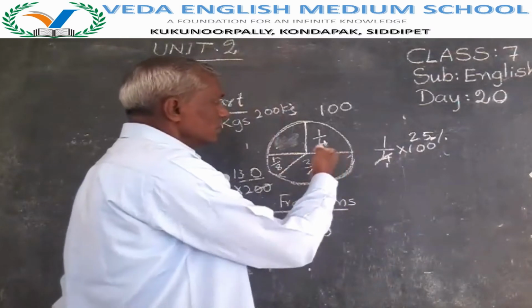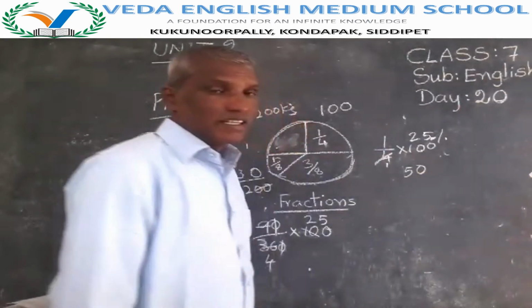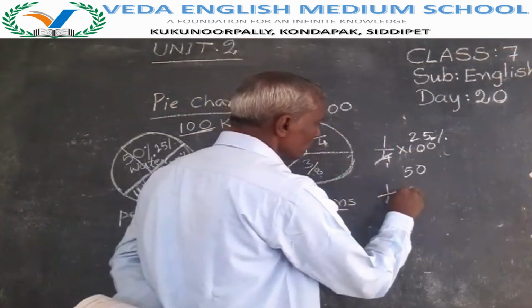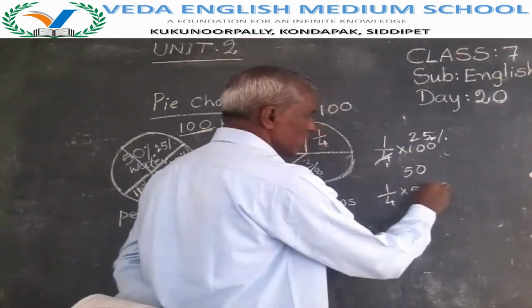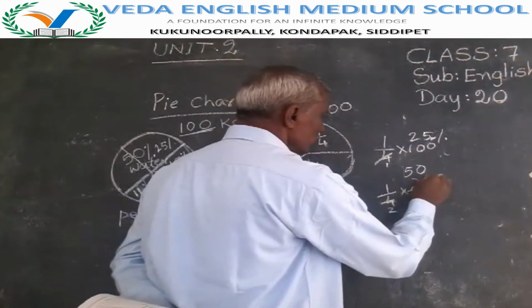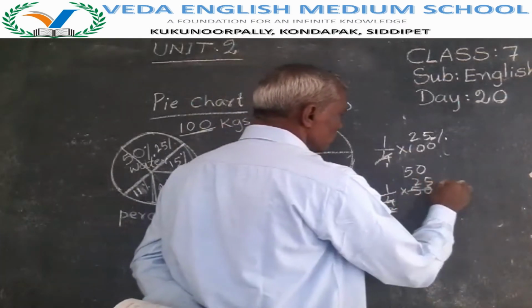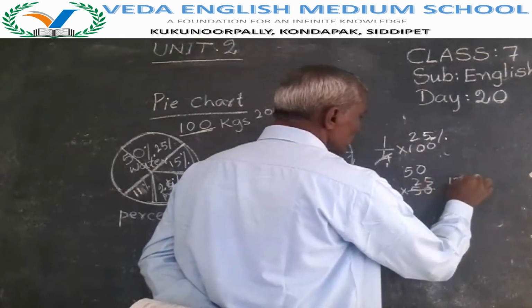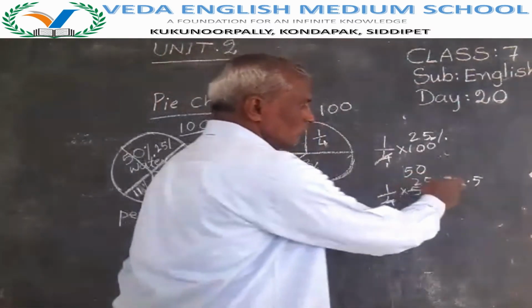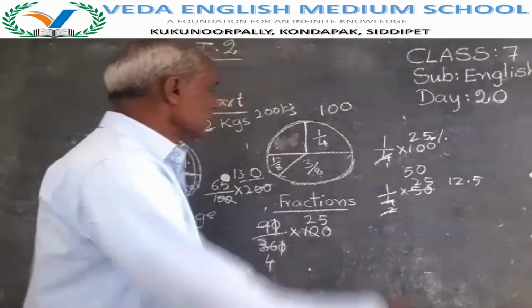If this full weight is only 50 kgs, for example, it is only 50 kgs. So 1/4 of 50 kgs how much? Again 1/4 into 50. Okay, so how much it is? 2 twos are 4, 2 fives are 10, so 1/4 is how much? 12.5. Okay, understand? So this is how you have to calculate.